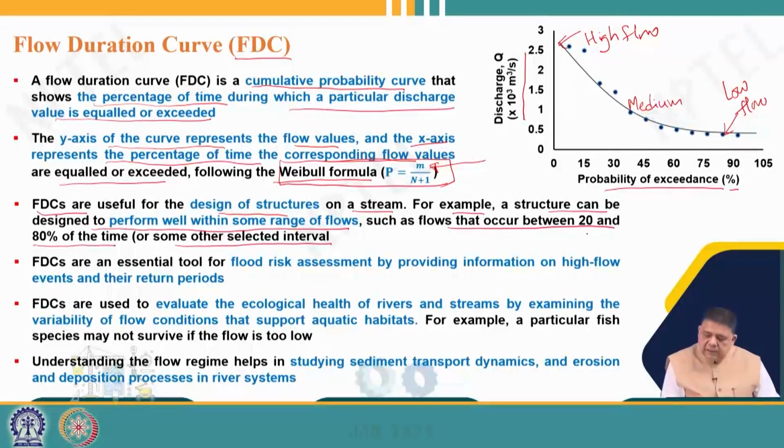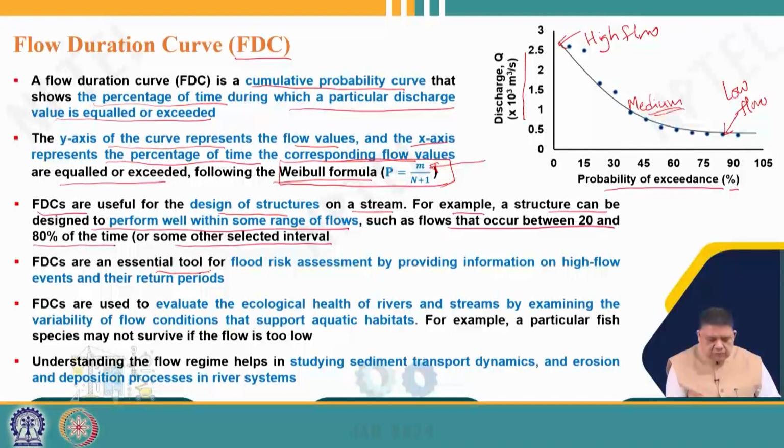So, obviously, if we know that a particular structure can perform within a certain range, then we can find out the probability of exceedance of that range, and this is of course used for drinking water supply and for designing hydropower plants, because hydropower plants mostly work in the medium range of flow. So, that is how we decide what should be the capacity and all based on this flow duration curve.